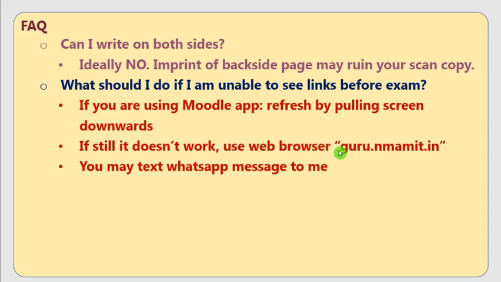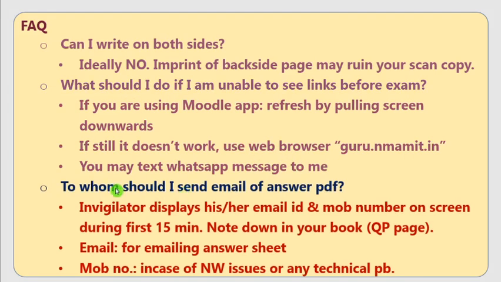Use Google Chrome browser and type in the address, and the fresh, latest one will appear to you. Still, if you are unable to see it, then you can WhatsApp me a message. Don't call me, because I may not be able to remember who called for what. So better you text me with your USN and your query or problem, so I can revert back to your issue.